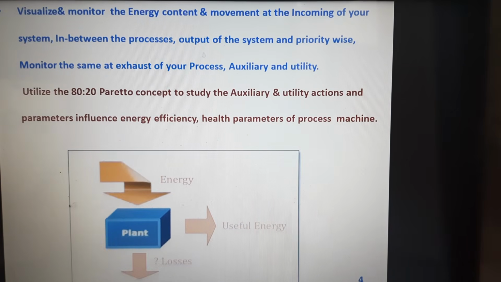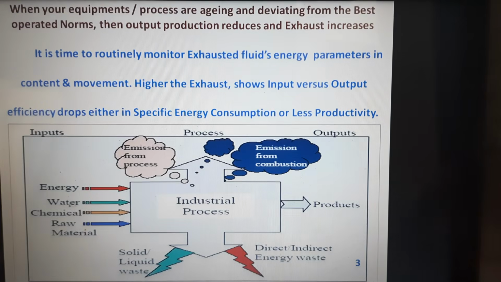So, visualize and monitor the energy content and the movement at the incoming of your system and in between the process. You can see the diagram. You can see the previous diagram also. The industry process needs what are all the energy inputs like energy, water, chemical, raw material, but the emission from the process and the emission from the combustion.